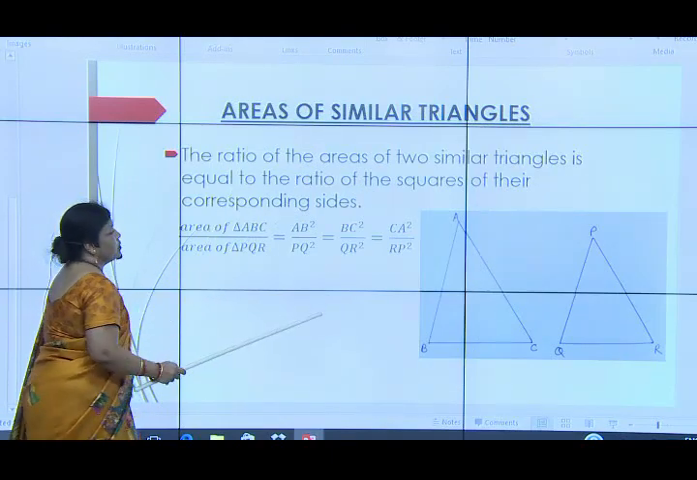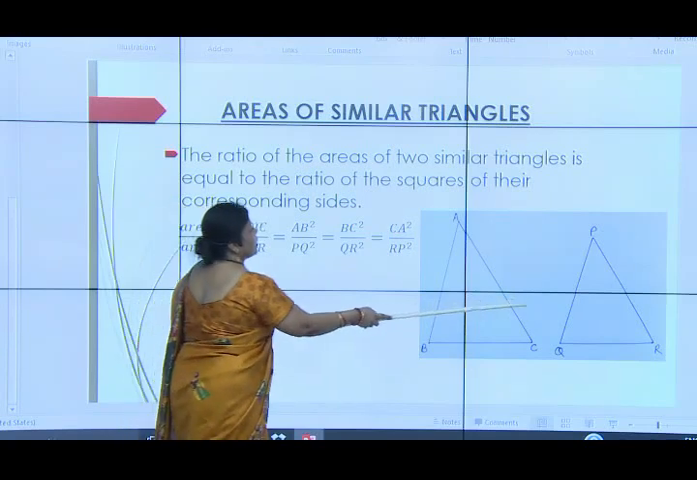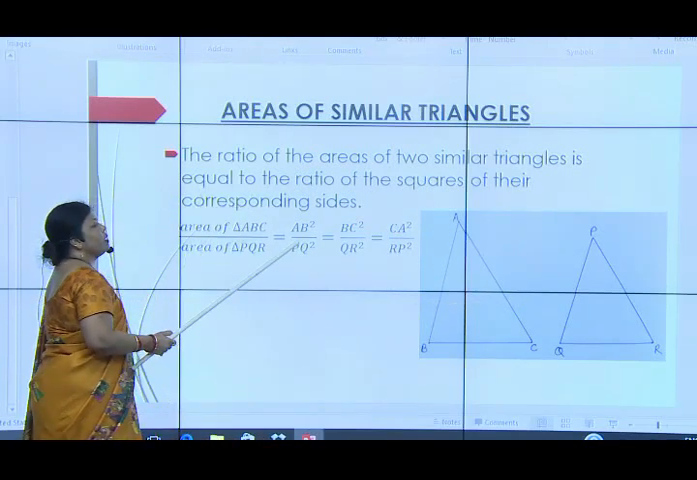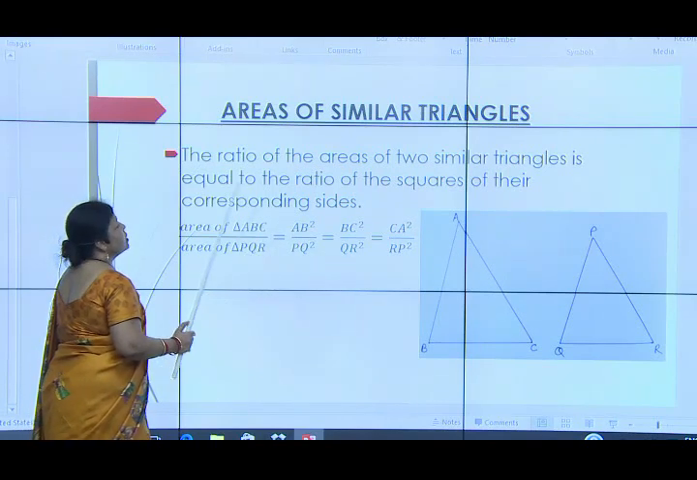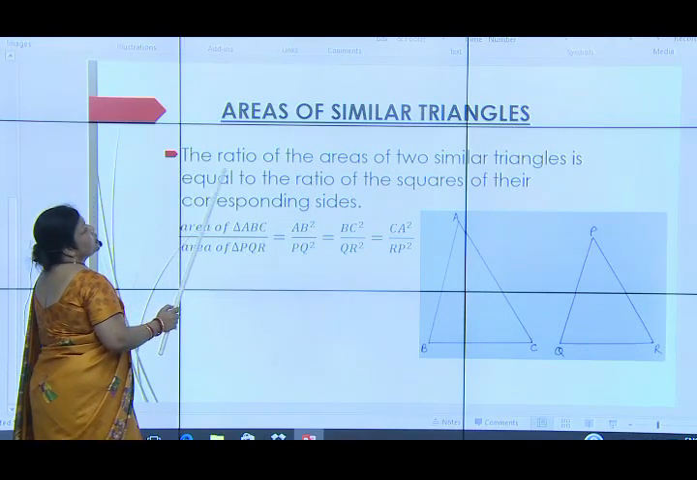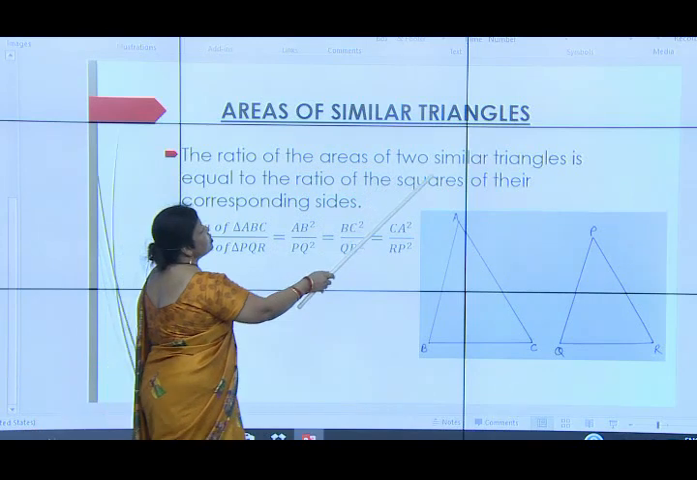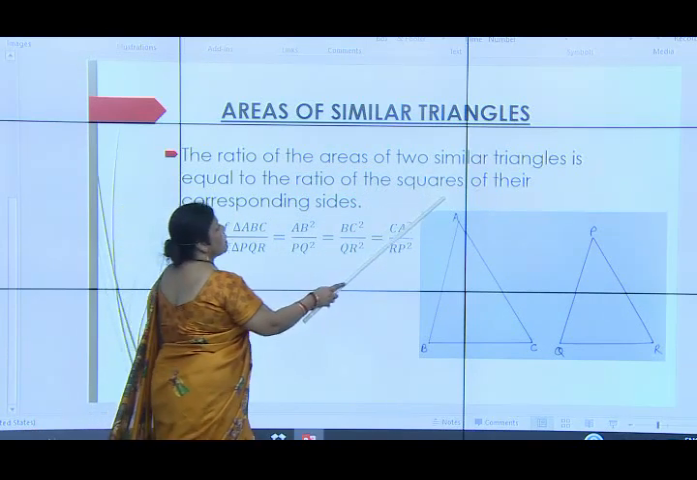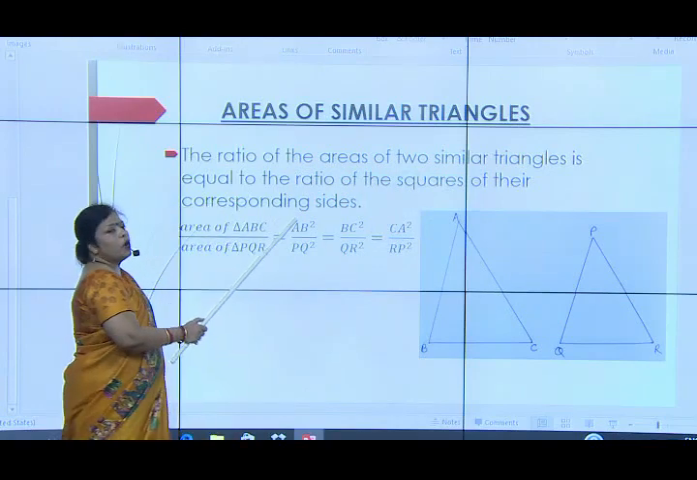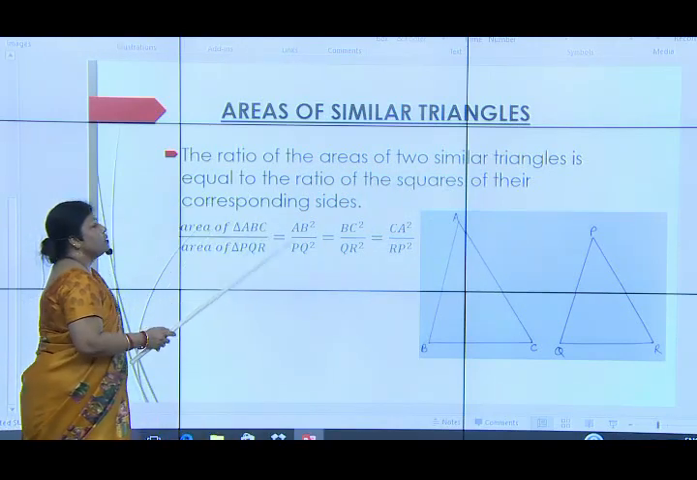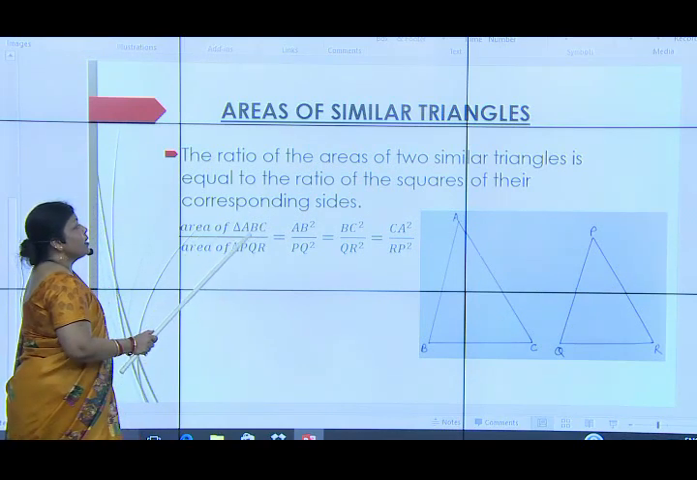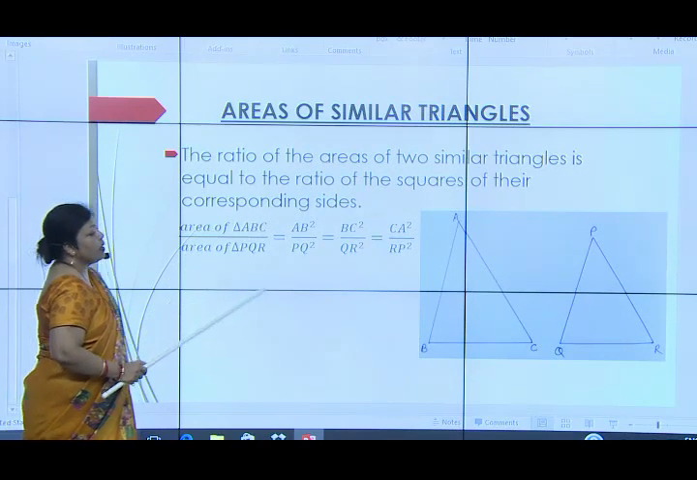Areas of similar triangles. Now two triangles are given, ABC and PQR, and how we are going to relate their corresponding sides and the areas. The ratio of the areas of two similar triangles is equal to the ratio of the squares of their corresponding sides. Corresponding sides, children, this is important. Area of triangle ABC upon area of triangle PQR.